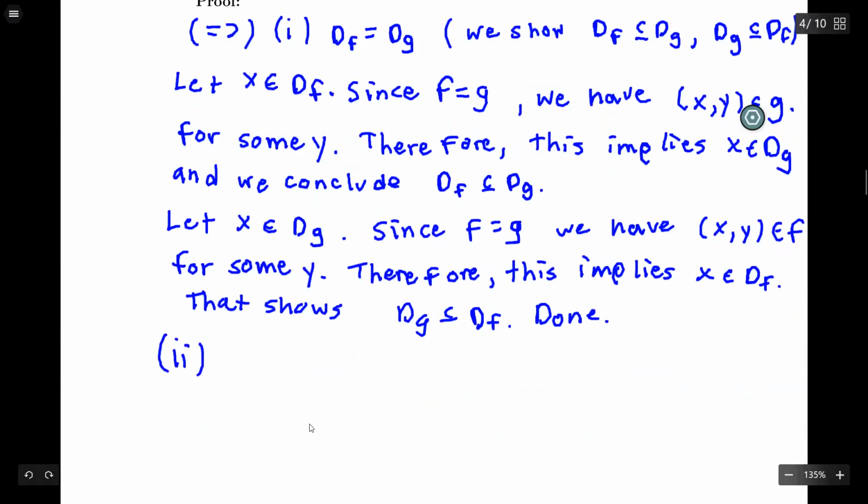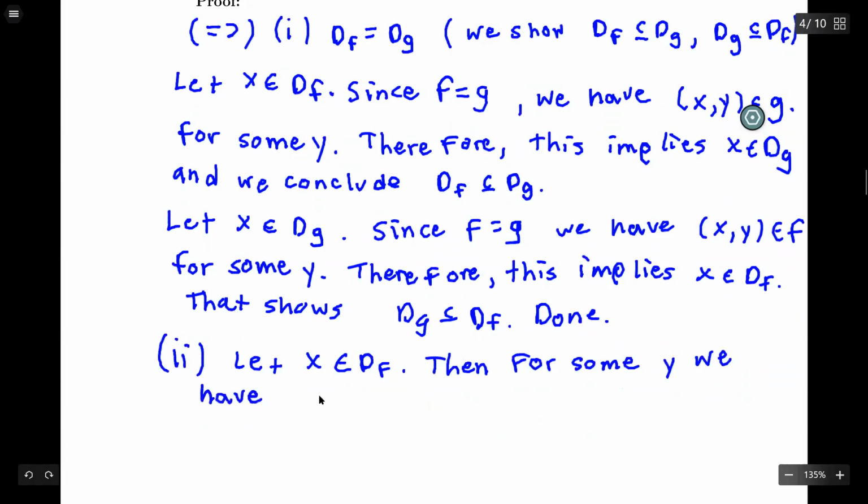So this one is actually pretty straightforward. So I'm going to first say let x be in the domain of f. So then for some y, we have (x, y) in f. And that's true because f is a function.